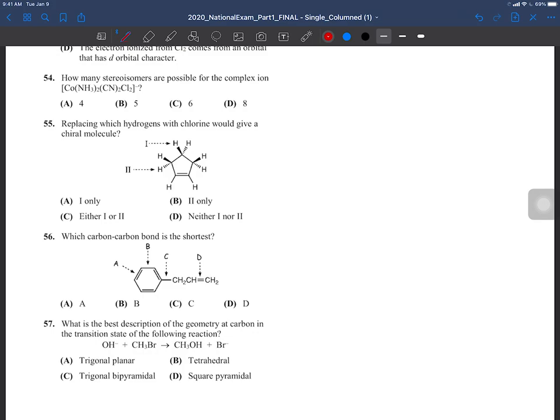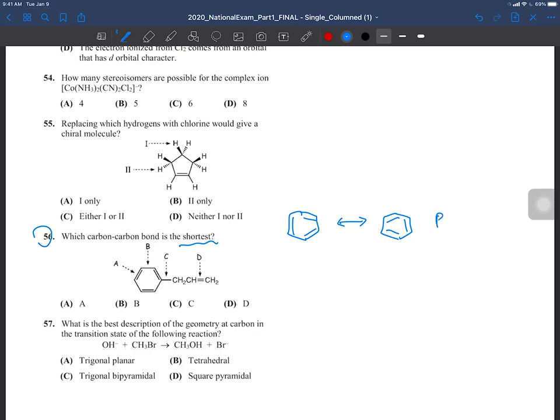This is a pretty interesting question. Which bond is the shortest? First, they are all carbon-carbon bonds, but some of them are double bonds, some of them are single bonds. Some of them are very special. The bond order is 1.5. Do you know what I'm talking about? Think about the benzene ring. This is a very typical example for resonance, right?